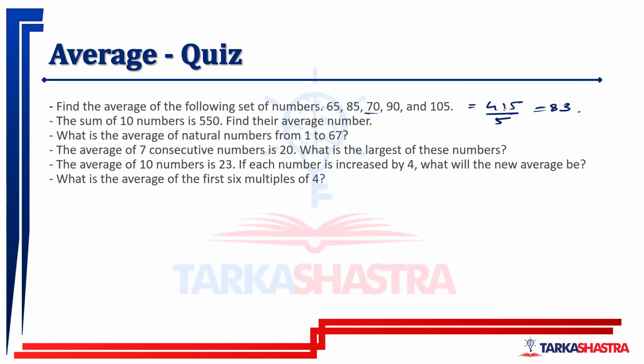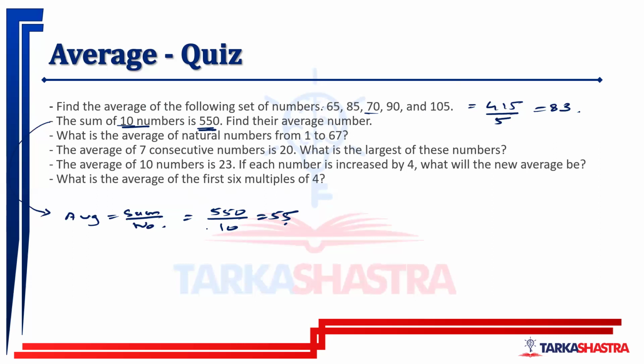The sum of 10 numbers is 550. The average of the numbers is simple. Average is sum of quantities upon number of quantities. Sum of quantities is already given to you as 550. Number of quantities is 10, already given to you. Sum of 10 numbers is 550. So overall average is 55.